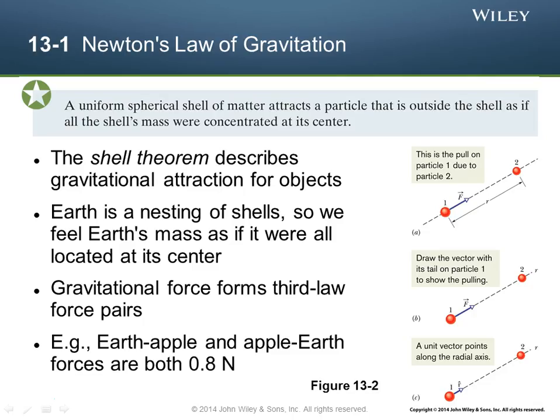So we use this idea of the shell theorem, and this is the first time we're going to call it this. It basically states that a uniform shell of matter attracts a particle that is outside of its shell as if the shell's mass were all concentrated at the center. And so this is how we deal with all point masses. We just say everything is at the center. And so we can view the Earth as a bunch of nesting shells. So we say all of Earth's mass is focused at the center.